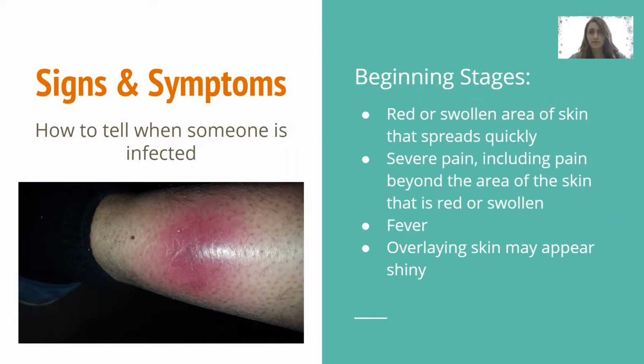So we'll start off with the beginning stages. There will be a red or swollen area of the skin that spreads quickly. They'll be accompanied with severe pain, including pain that goes beyond the area of the skin that is red or swollen. You'll have a fever, and overlaying skin may appear shiny, like you can see in this picture. The initial skin changes are very similar to cellulitis or an abscess, so it can be easily misdiagnosed.